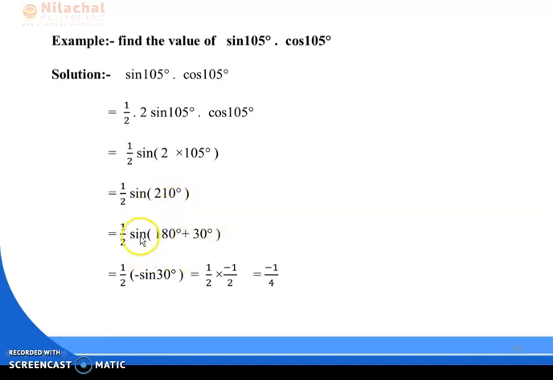So what do we get now? Sin, 180 degree is pi, plus theta. That means sin of pi plus theta equals minus sin theta. That means what? Minus sin 30 degree. Sin 30 degree equals half. So we get minus 1 by 4. Minus symbol is there. So minus 1 by 4.